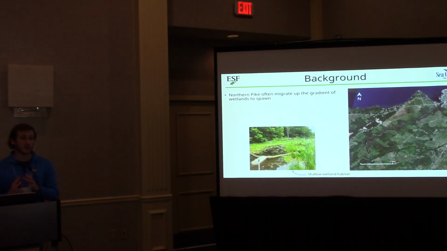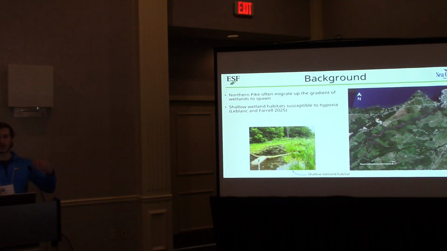Northern pike serve as a great species for bringing these two data sets together for a couple different reasons. For one, as we heard about earlier, northern pike generally migrate up these gradients of wetlands to spawn. When they're in these wetland habitats, after spawning in their earliest life stages, they experience really rapid growth, which should provide high-resolution data sets in both the otolith and the eye lenses. But also in these shallow wetland habitats, they're going to start to experience exposure to a lot of hypoxia.